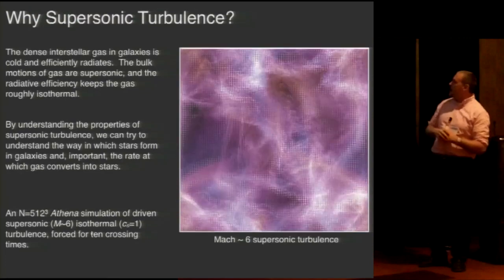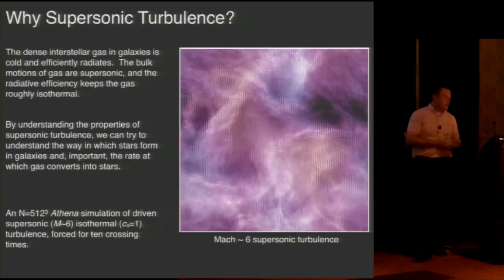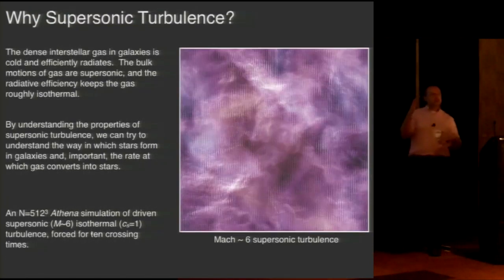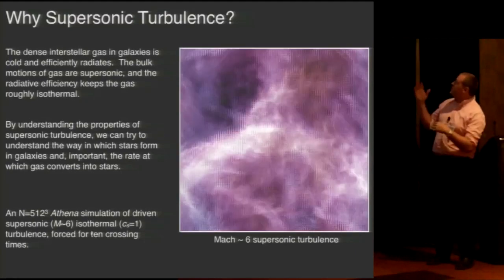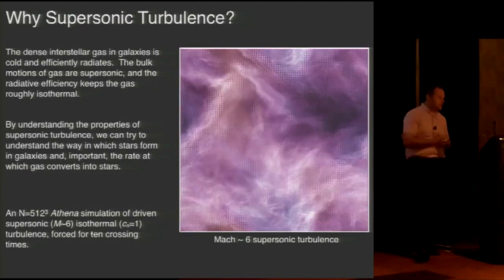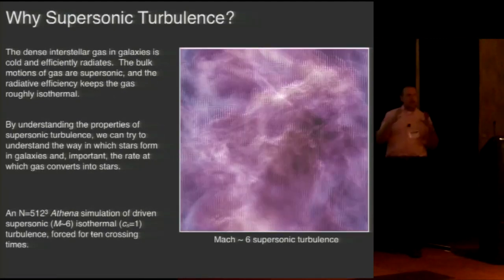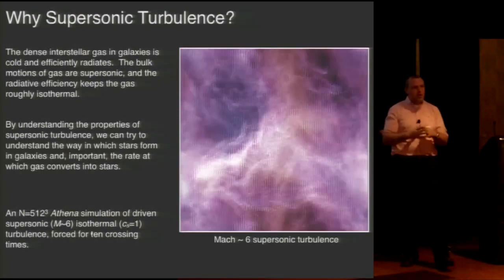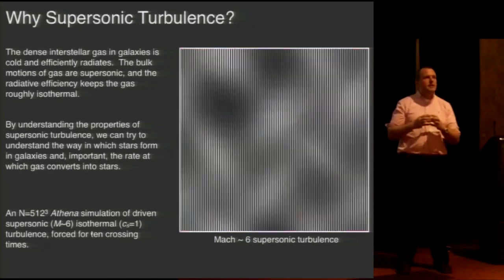Here I'm just showing you a Mach 6 supersonic turbulence simulation that I've done. And I've just color-coded things so that gas that flows up is blue and down is red, and the intensity of the image is set by the density. So we're really interested in learning about the structures of supersonic turbulence. You know, what is the density structure?